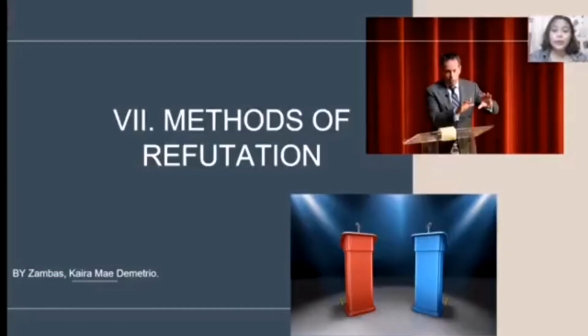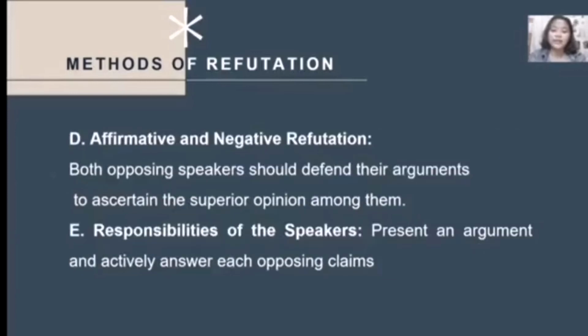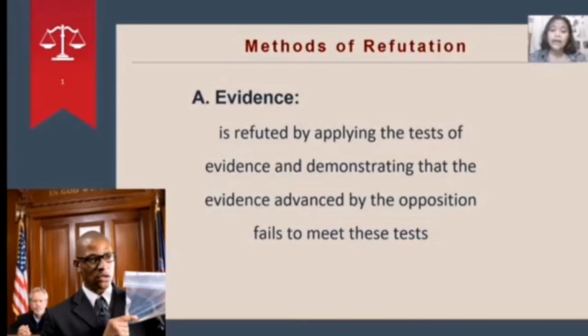Now I am going to report about methods of refutation. There are 5 methods of refutation: evidence, reasoning, fallacies, affirmative and negative refutation, and responsibilities of the speaker. Evidence is refuted by applying the test of evidence and demonstrating that the evidence advanced by the opposition fails to meet this test. To refute the evidence of the opposition, there should be a solidified claim of rebuff so as to discredit or decrease the strength of the evidence.